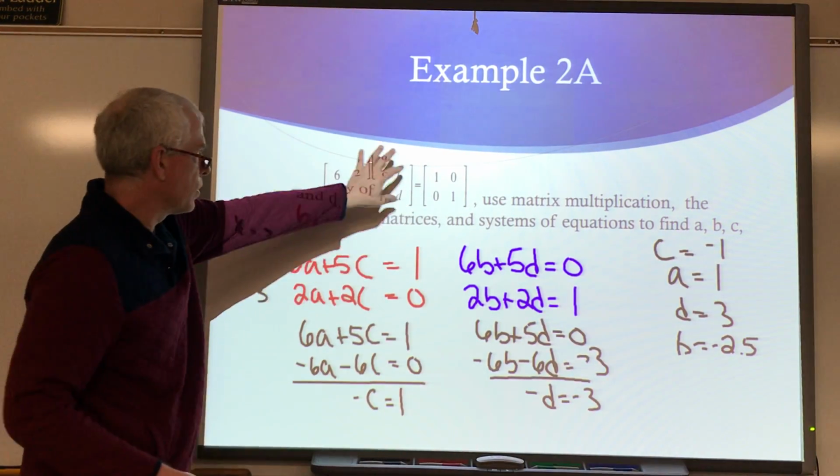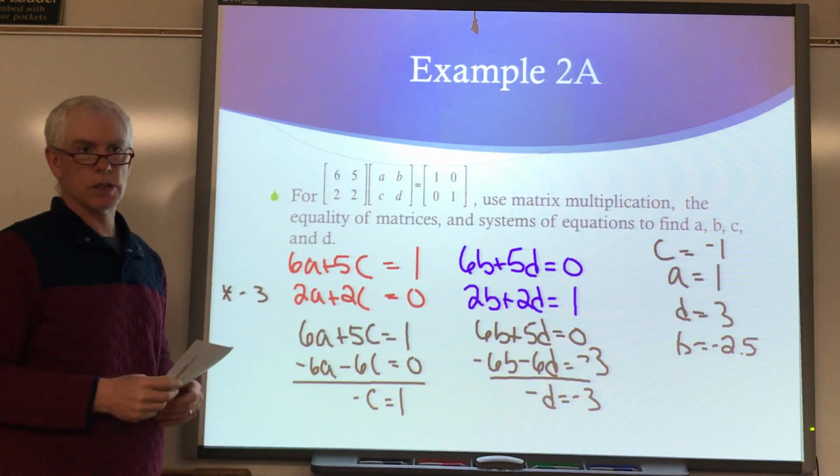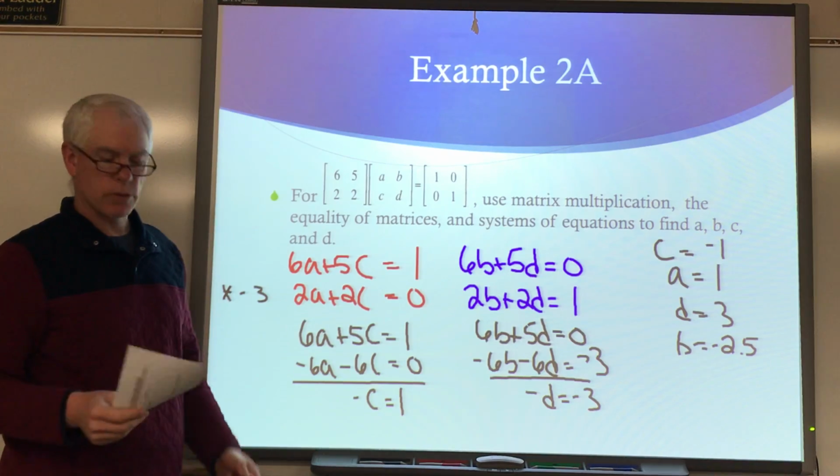So if you then put that back into the matrix, that new matrix there is the inverse of the first one. So when you multiply them together, you get that identity matrix. Okay?